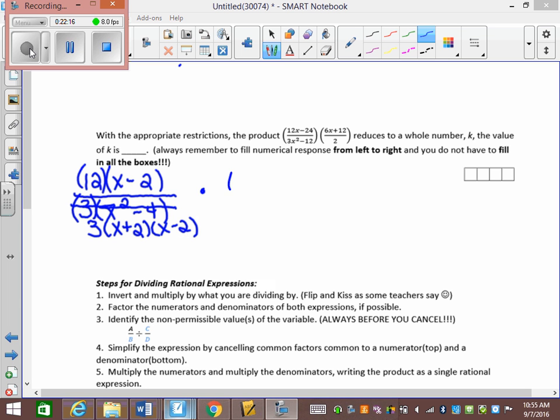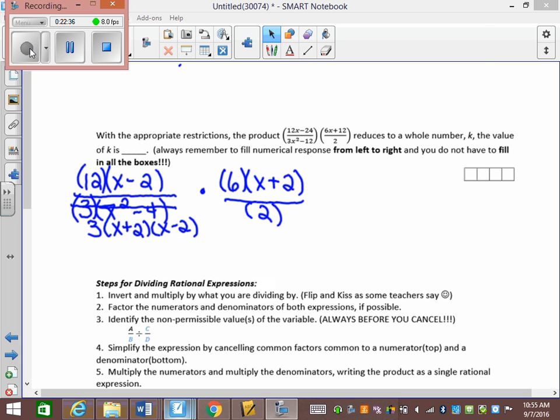Times a 6. And then I'm left with x plus 2 over 2. So, x plus 2, NPV is negative 2, this is positive 2. It just says with the appropriate restrictions, so there's no point, you don't have to fill in the restrictions. Right? So, we have x plus 2, x plus 2, x minus 2, x minus 2.